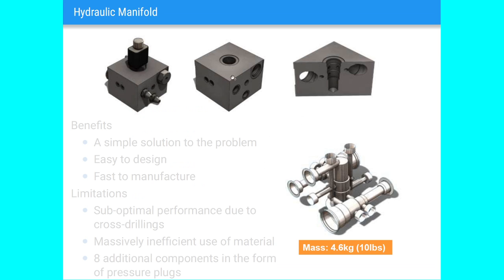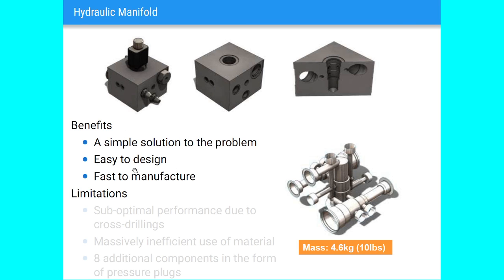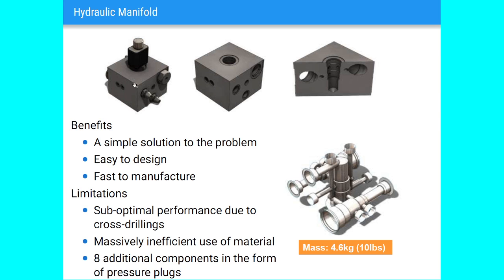So here you can see this is a metal block which has been machined in such a way that you are able to insert all the components inside this metal block. Obviously the weight will include these particular valves and the metal block. If we go this way, the approximate weight of the overall assembly comes to around 4.6 kg. Let us not talk about the benefits and limitations of this block.